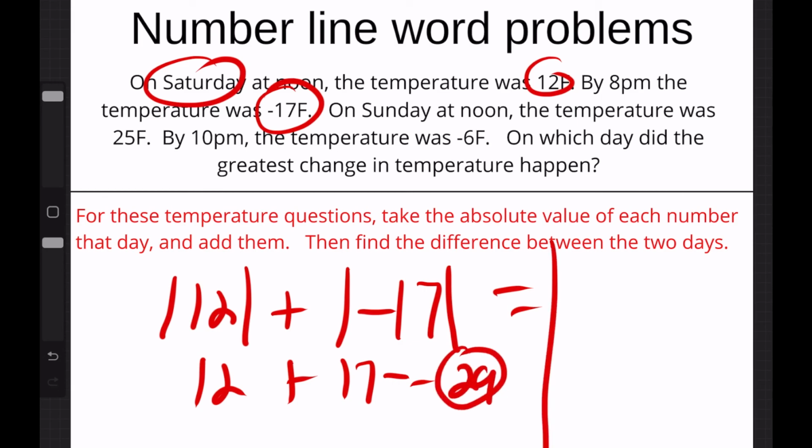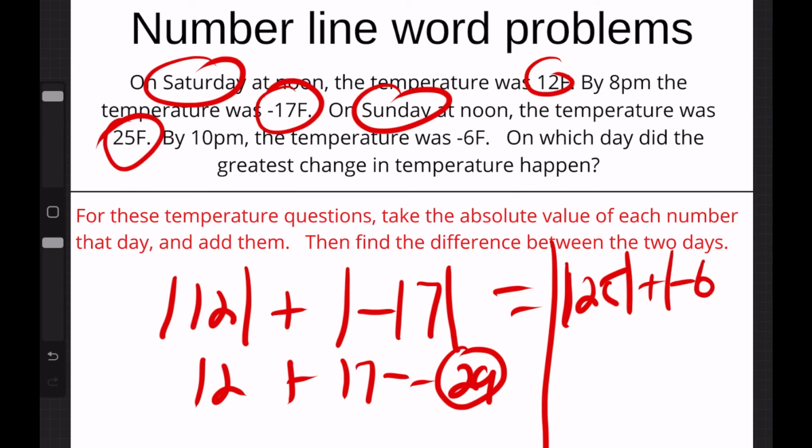Now let's do the second day. On Sunday, the temperature was 25 degrees Fahrenheit. So let's take the absolute value of 25, all right? By 10 p.m., the temperature was negative 6 degrees Fahrenheit. And add it to the absolute value of negative 6, all right? Well, we know that the absolute value of 25 is 25. If we add it to the absolute value of negative 6, which is 6, right? That's going to be 31.